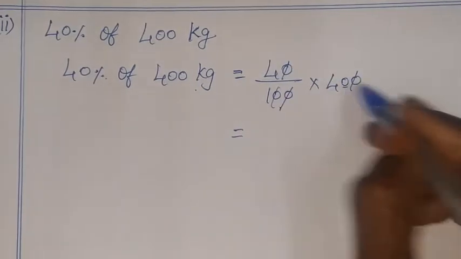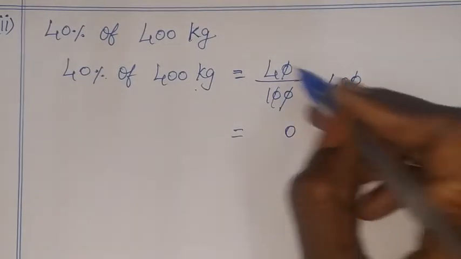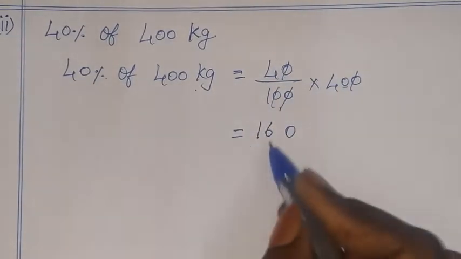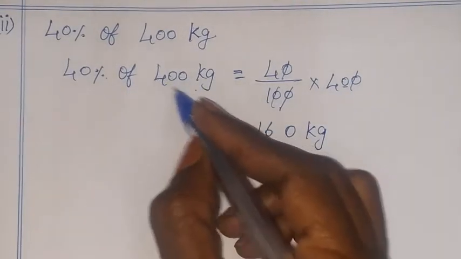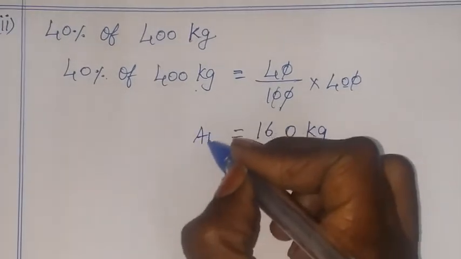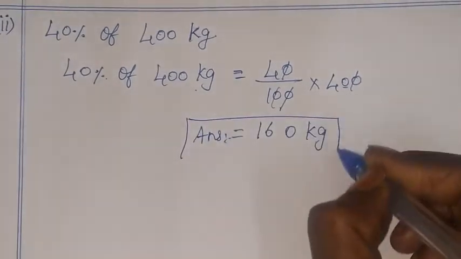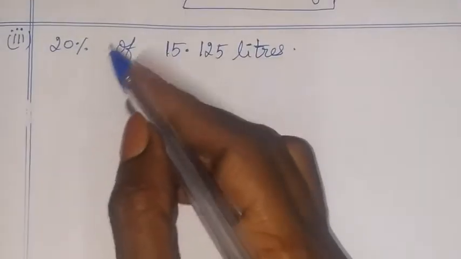First 1 0, it ends with 0, so we can write that 0 there. Now we can multiply the numbers. 4 4s are 16. So this much kilogram. 40% of 400 kilograms is 160 kilograms. So this is the required answer. So now let's see the next sum.